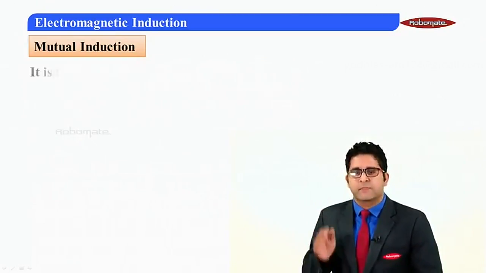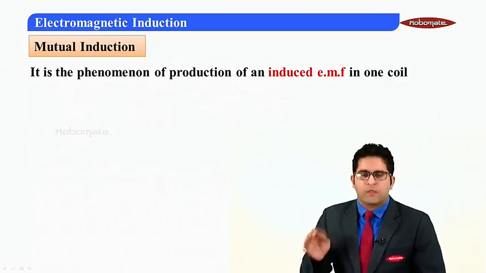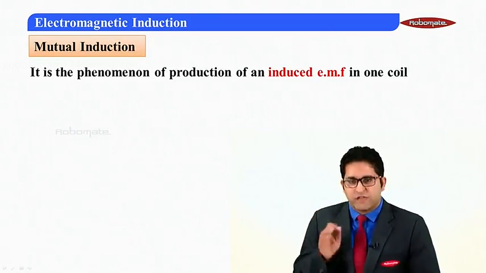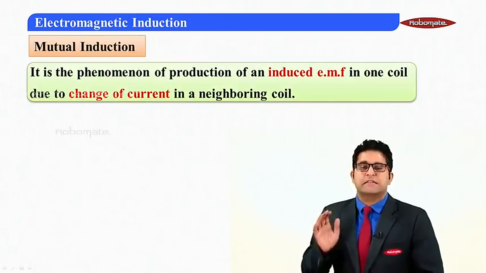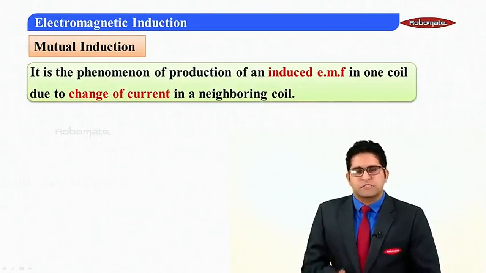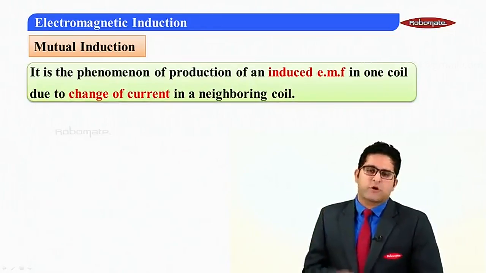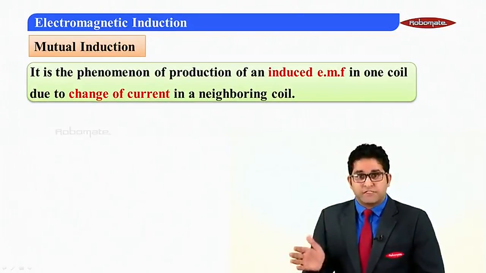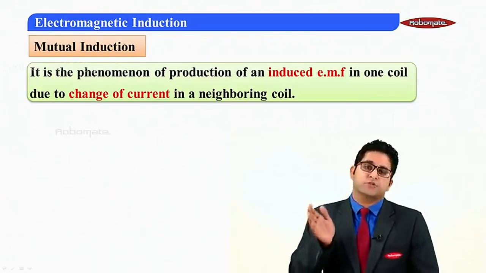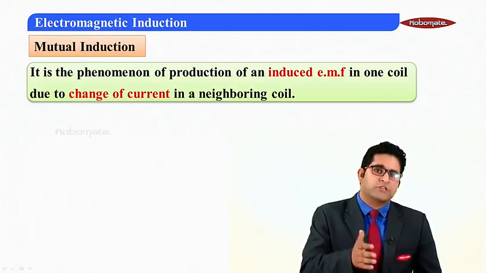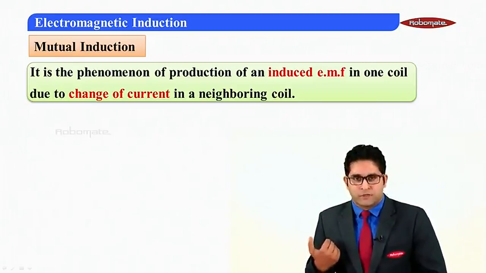Now let us move further. Let us define it. Mutual induction is the phenomenon of production of induced EMF in one coil due to the change in current in the neighboring coil. So students, in this particular module, we have covered a very interesting concept called mutual induction, in which EMF is getting induced in the neighboring coil due to the change in current in the primary coil, right?